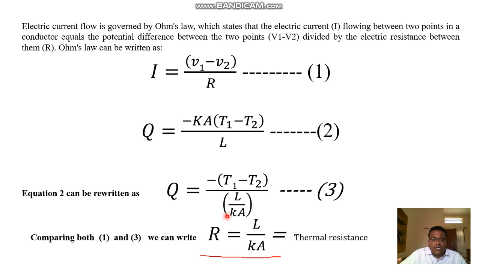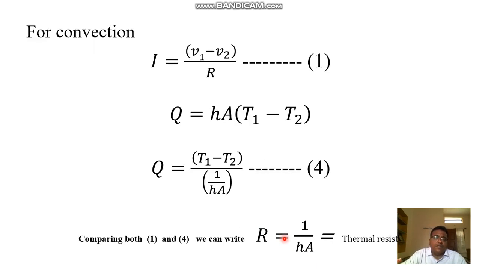That is the concept behind this: the thermal resistance for conductance, in the case of thermal conductivity. Coming to convection, it is the same thing: I is equal to V1 minus V2 divided by R, the relationship between I, V and R. Newton's law of cooling for convection is given by Q is equal to HA into T1 minus T2.